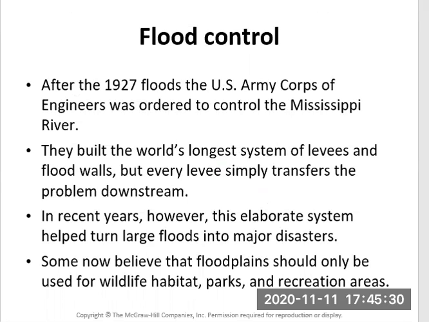Talking about flood control, after the 1927 floods, the U.S. Army Corps of Engineers was ordered to control the Mississippi River. They built the world's longest system of levees and flood walls, but every levee simply transfers the problem downstream. Some now believe that floodplains should only be used for wildlife habitat, parks, and recreation areas. In recent years, however, this elaborate system helped turn large floods into major disasters.